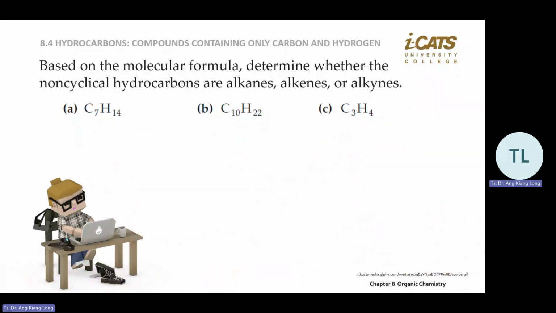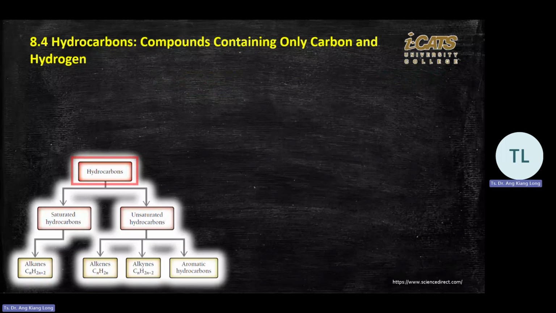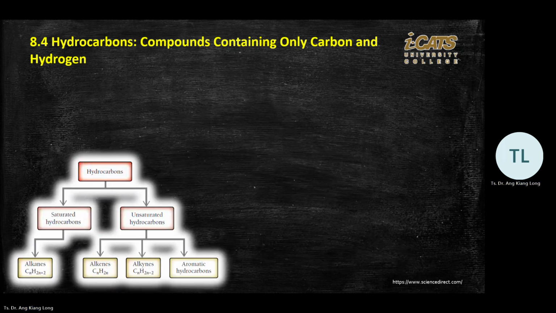Based on the molecular formula, determine whether the non-cyclical hydrocarbons are alkynes, alkenes, or alkanes. This is done using the general formulas. If you are able to calculate using CnH2n+2, it is an alkane. If you see CnH2n, then it is for the alkenes, and CnH2n-2 for the alkynes. So it's just a mathematics calculation.